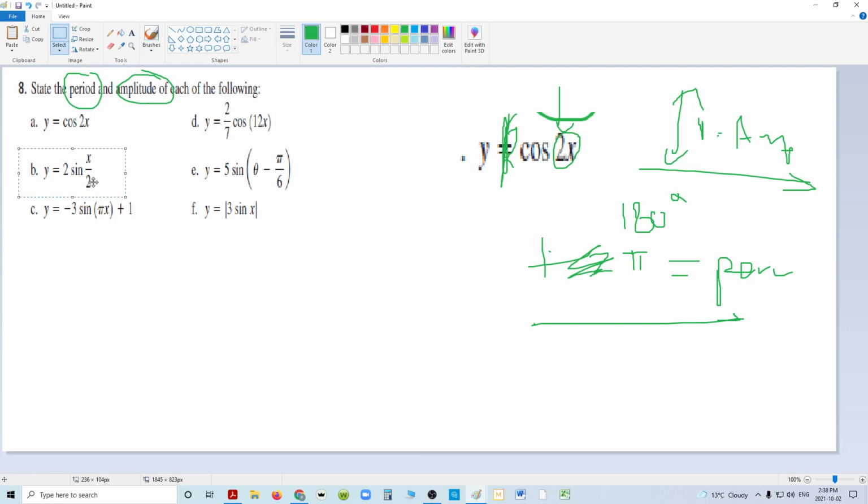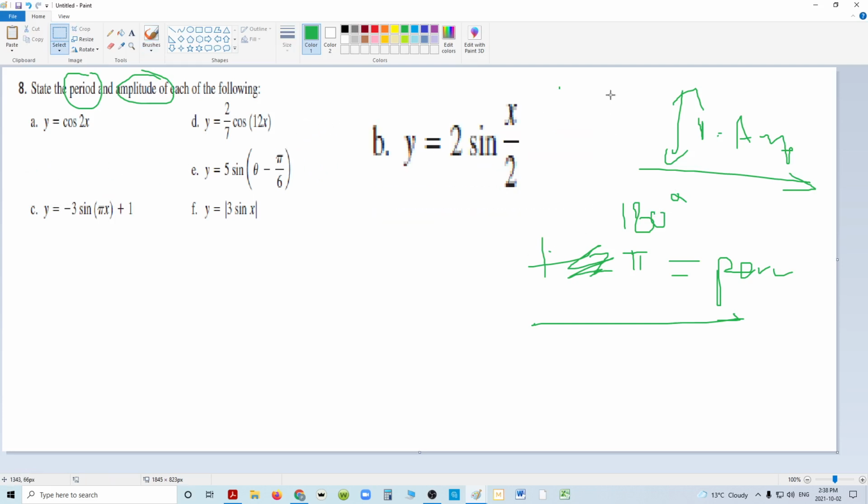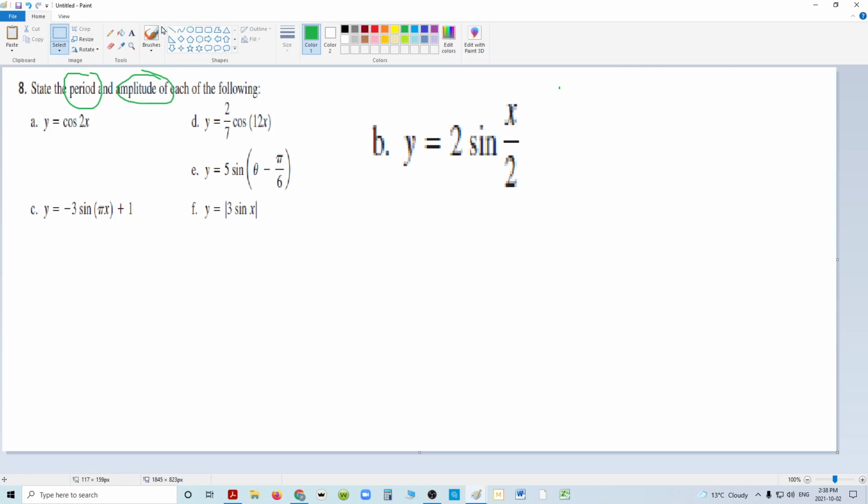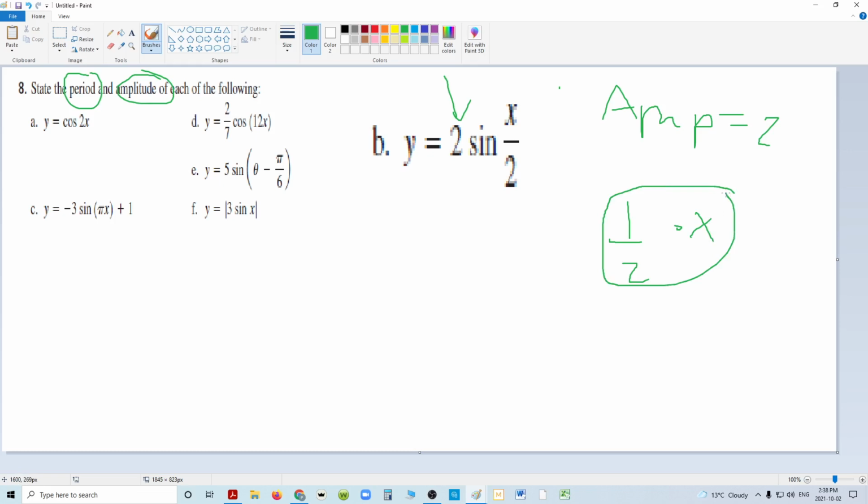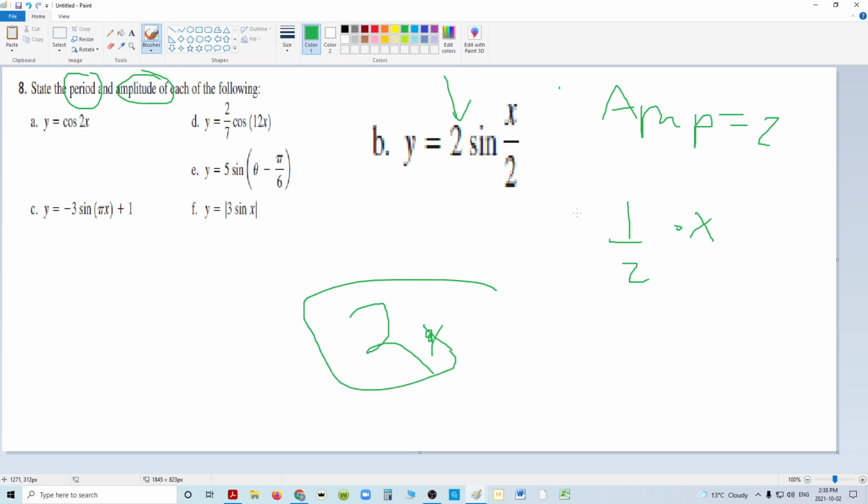What about b? This has two things affecting it. I can see a 2 outside here, so I know my amplitude is going to be multiplied by 2. So that means my amplitude, which is normally 1, is now 2. Now this looks tricky, but it's really a half times x. I know that my x multipliers are actually the reciprocal, so that means my period is actually 2 times bigger, not a half. Since my normal period is 2 pi, my new period now is 4 pi, which is also 720 degrees. And that's how you figure that out. You have to remember that your x values do the reciprocal, or the opposite direction.